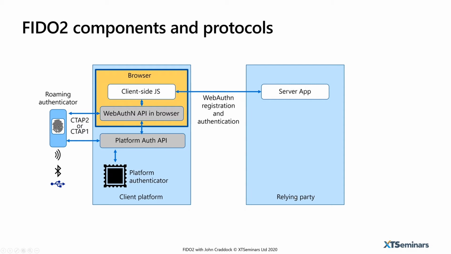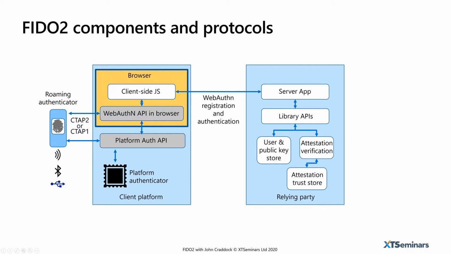Now, on the server side, what we need to do is have a way of verifying the actual authn flow, and for that we're going to be talking to some library APIs, and we need a user with the user IDs in there and a public key store. So we'll need access to that. And then what we'll have is attestation verification, and we could be verifying the attestation data against the store that we hold, or we could be calling out to an external metadata service.